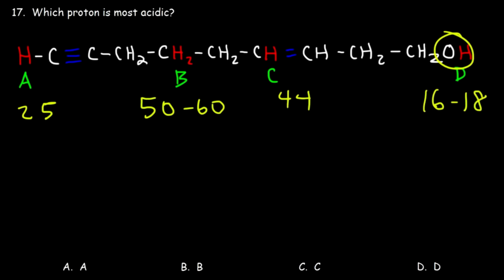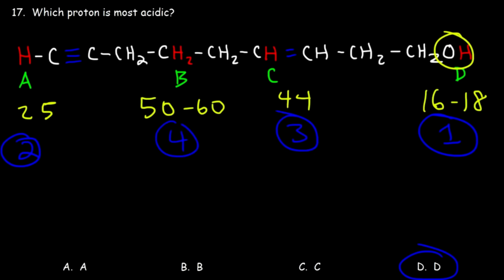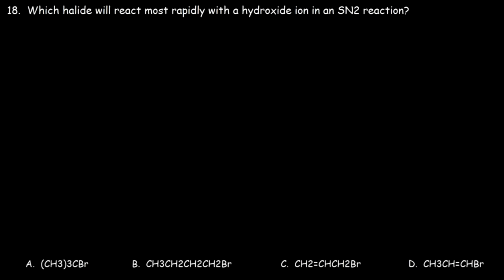So clearly we can see that the OH group is going to be the most acidic. It has the lowest pKa value. So D is the answer. So if we had to rank it, this is the most acidic. The second most acidic is the hydrogen that's attached to the alkyne. This is the third most acidic, and this is the least. And so that's it for this problem. Number 18. Which halide will react most rapidly with a hydroxide ion in an SN2 reaction?